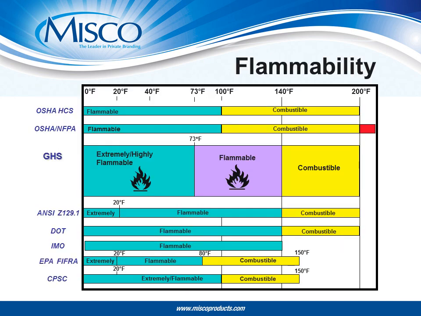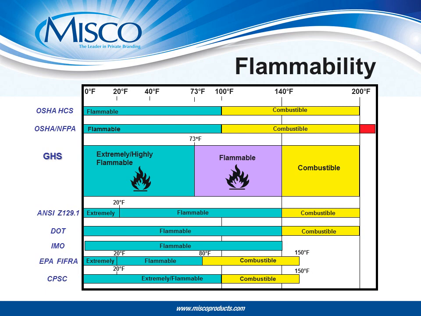Here's an example of the definition of flammability by various regulatory agencies within the United States. The first one, under the OSHA Hazard Communication System, defines flammability with a flash point of less than 100 degrees and something combustible between 100 and 200 degrees. By comparison, note that DOT considers a flammable liquid to have a flash point of less than 140 degrees and to be combustible between 140 and 200.